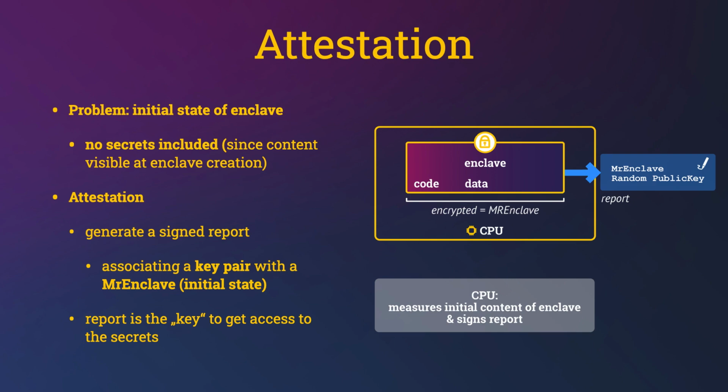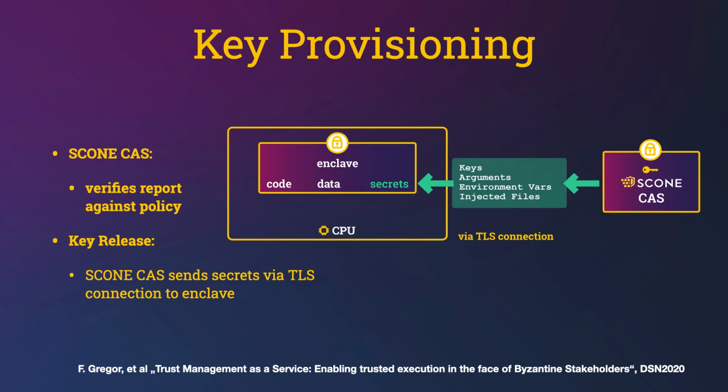And then what we do in the context of Scone, we have a configuration attestation service, which is called CAS, that checks that report, checks that the report is signed by an up-to-date, genuine Intel CPU, and no security advisories. And then it checks in the policy certain other factors that need to be attested. And after that, it releases secrets to the enclave.